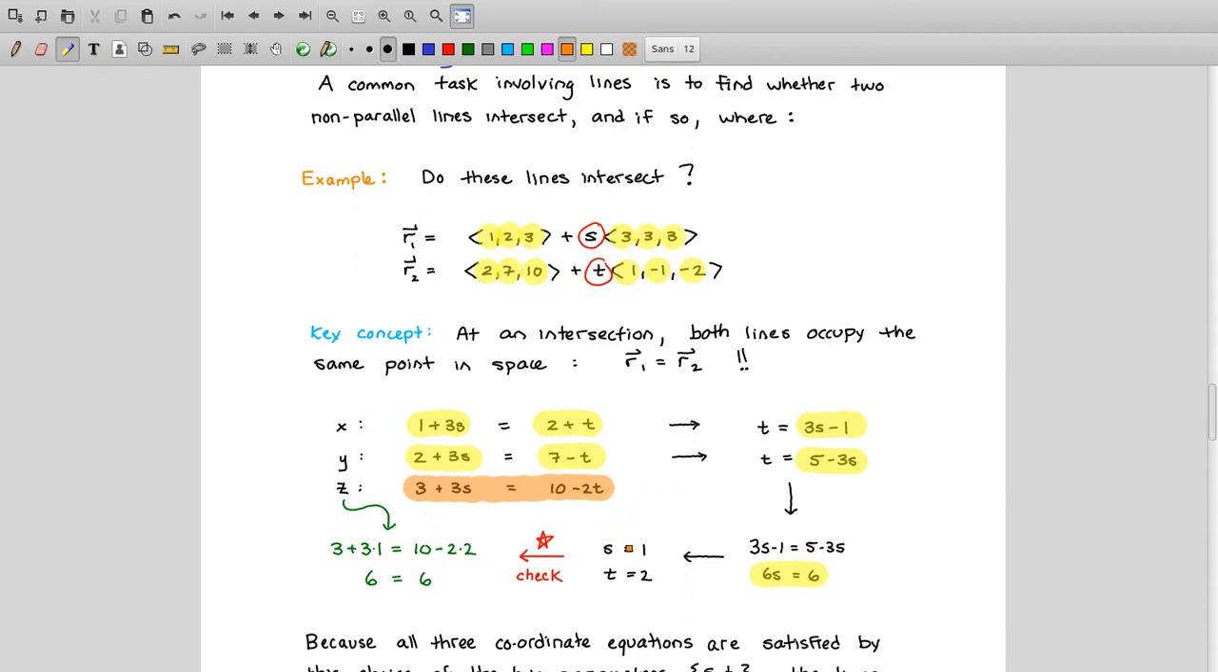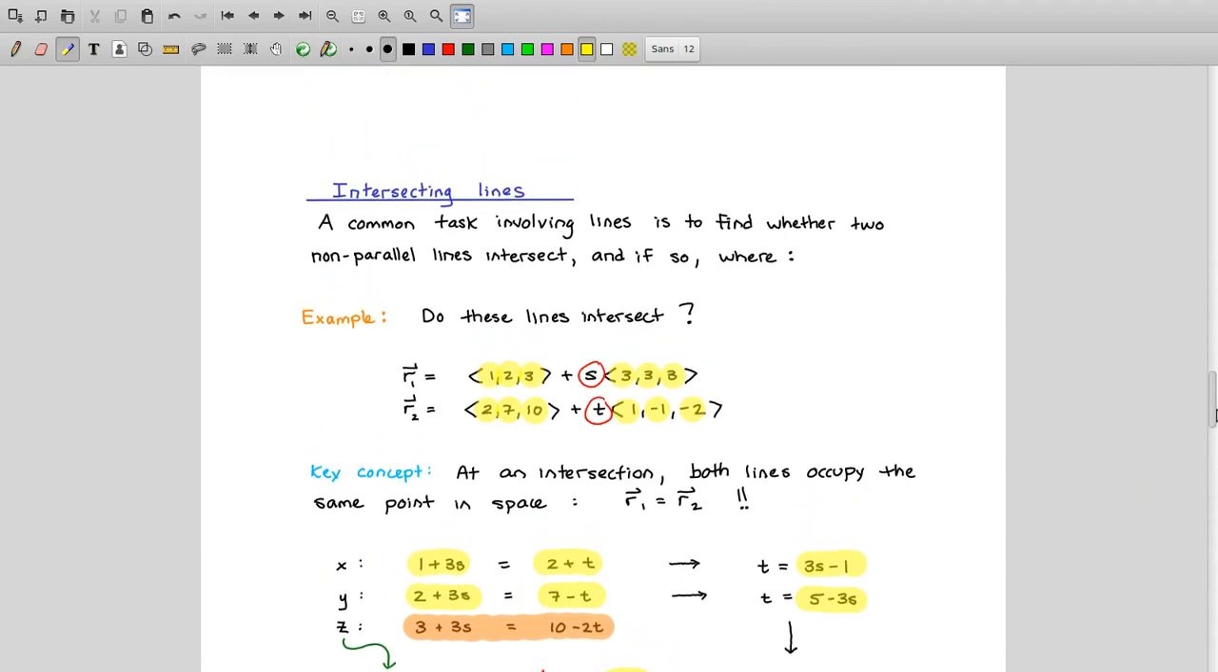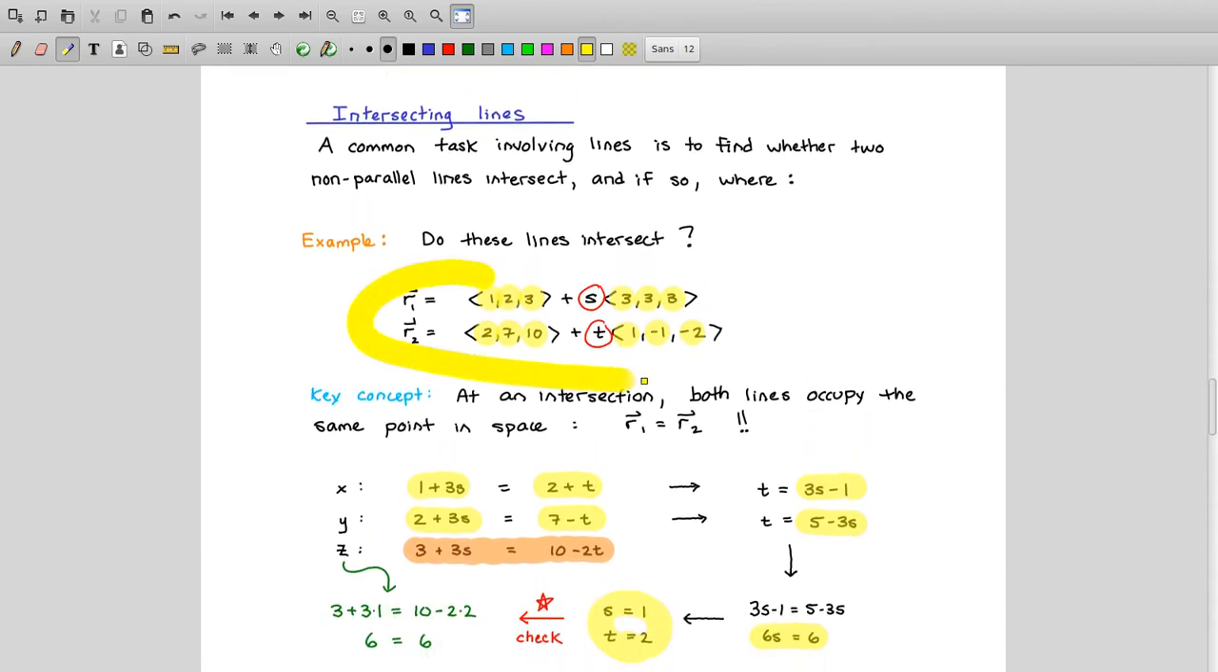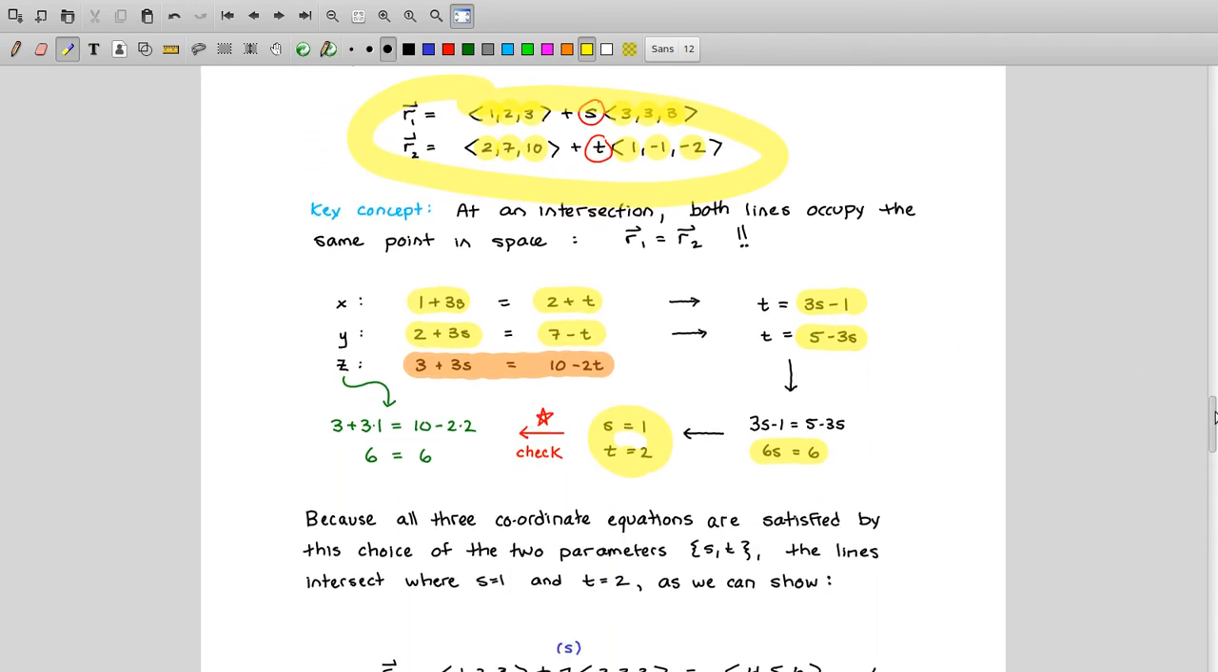We plug in s equals 1, t equals 2, and we find that the equation is satisfied. So in this case, you can say we're maybe lucky that all three equations are satisfied with just two choices of parameters, s and t. And that means we've found an intersection. Now, where is the intersection point? We simply plug these two values of s and t back into the parametric forms of the equations up here. They should both give us the same point, and that's the point of intersection.